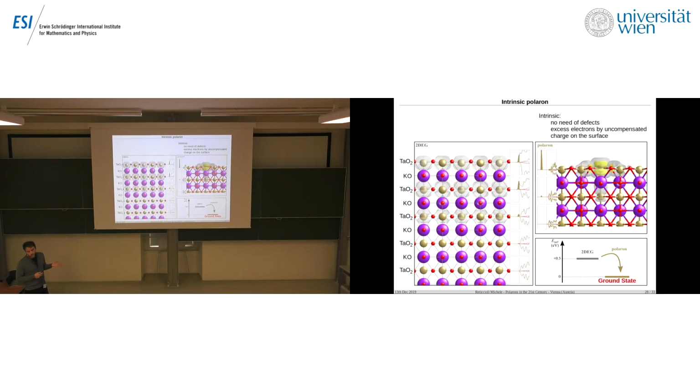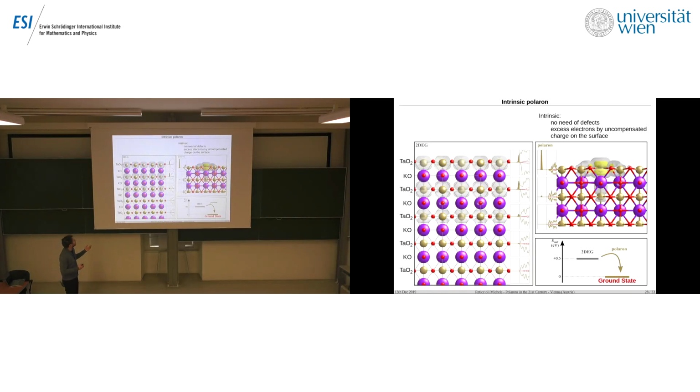It's half electron volt better than having a two-dimensional electron gas. And the other thing to notice is that we don't need any defect to form this polaron. It's just there because there is uncompensated charge intrinsically in this material, just when you cut the bulk and you obtain a surface. That's why I call it intrinsic polaron.